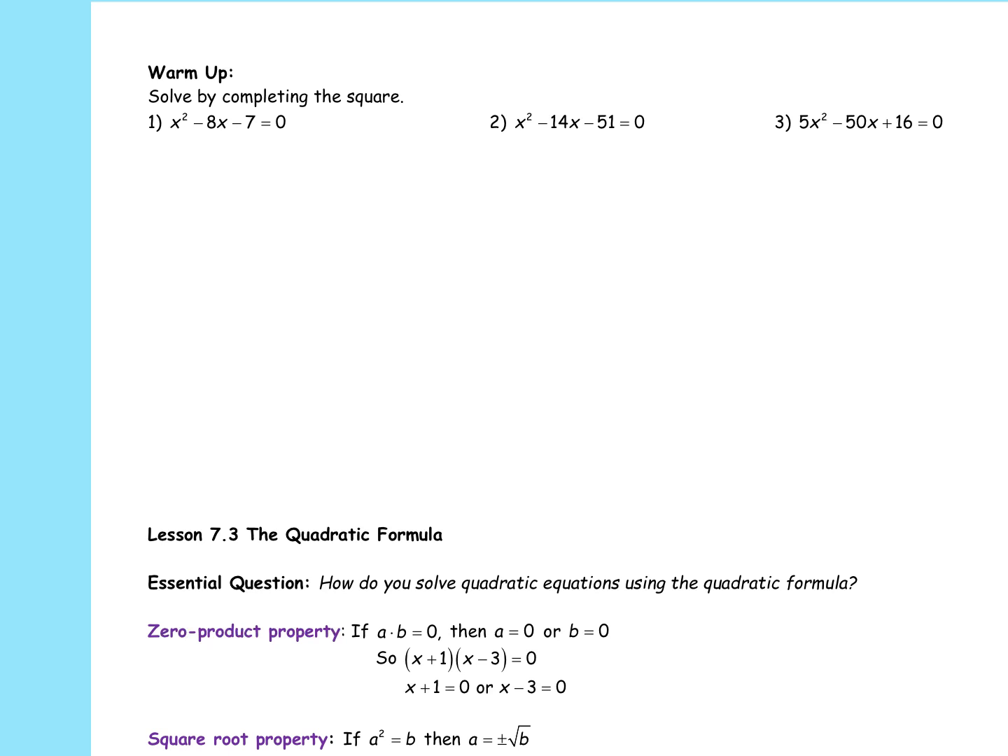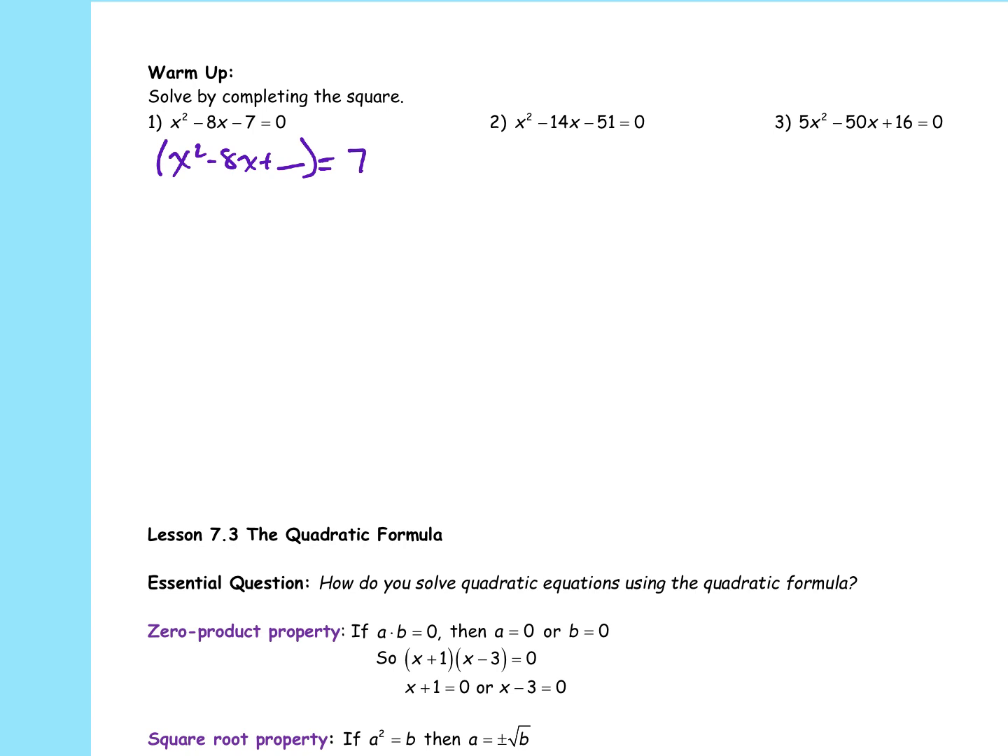So it wants me to complete the square. So I'm going to rewrite this as x squared minus 8x plus some number, and I'm just going to go ahead and add that to the other side, so equals 7. Sorry, is that okay? So I added 7 to the other side of the equal sign.